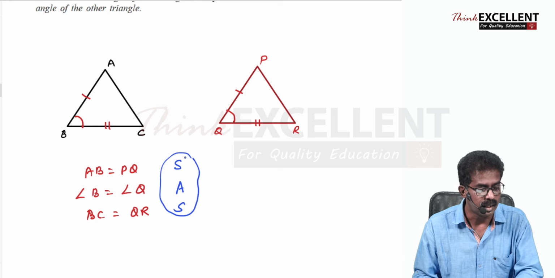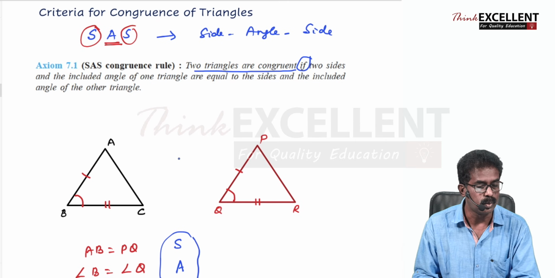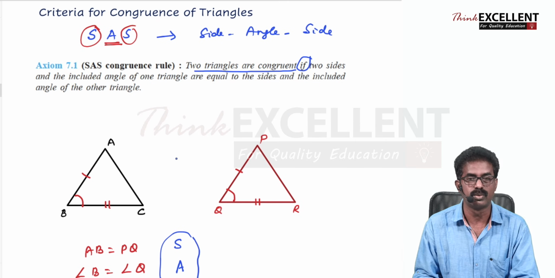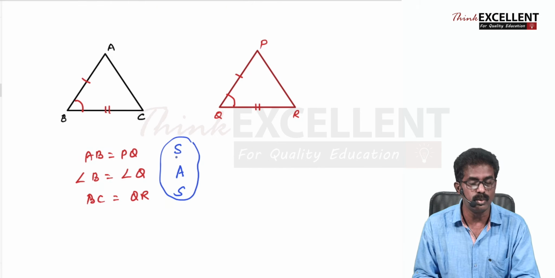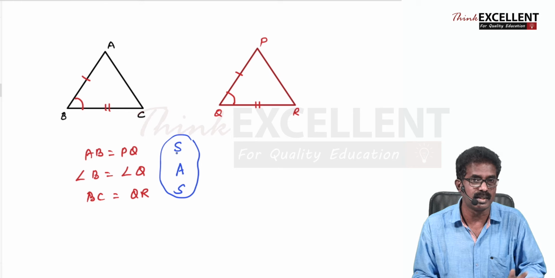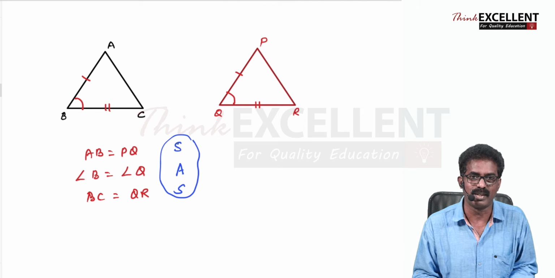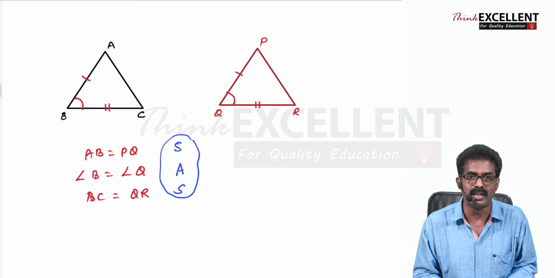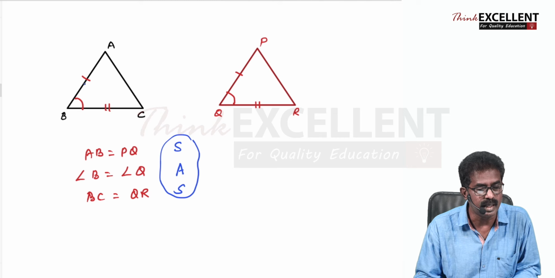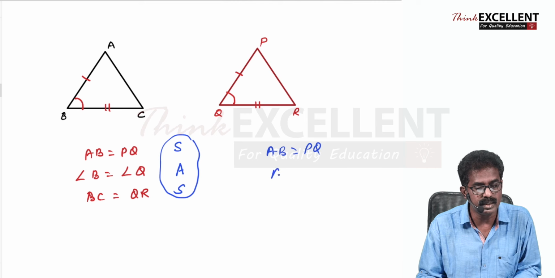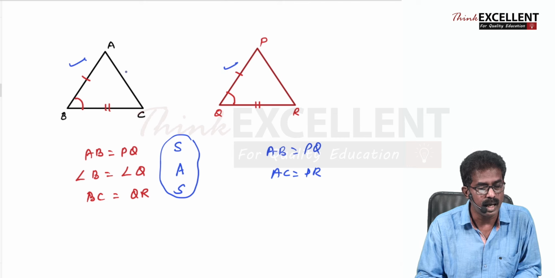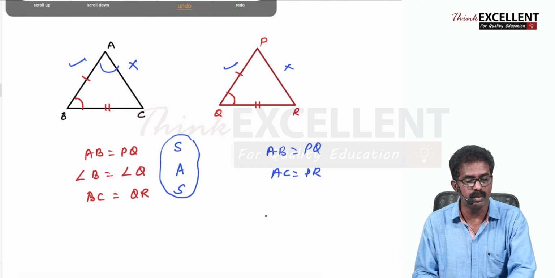So this is called what? SAS congruence rule. It's an important thing. Using this rule only, we are going to do a lot of theorems and sums. So you can say two triangles are congruent if this axiom is satisfied. What is the axiom? Two sides and the included angle. Any two sides. Suppose I am taking AB and AC. If AB equals PQ and AC equals PR, then which angle do you have to get? The included angle, A equal to P. You must get A equal to P.